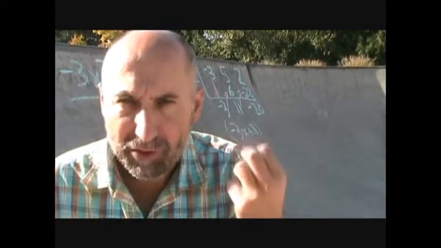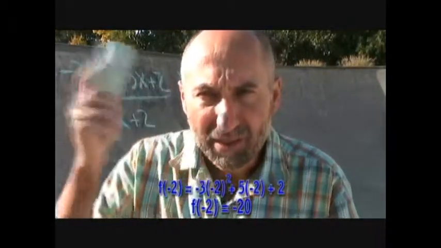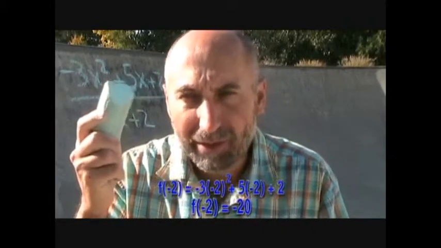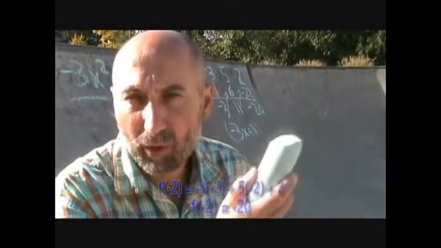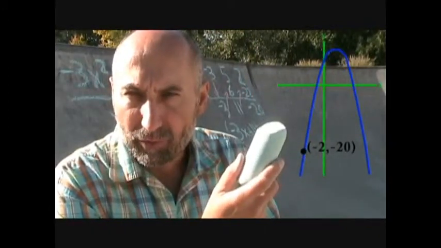So if you substitute in x is equal to -2 in the top polynomial here, what you end up with is -20, which is your y coordinate. So if x is equal to -2 in this function, y is equal to -20, which is just a coordinate.